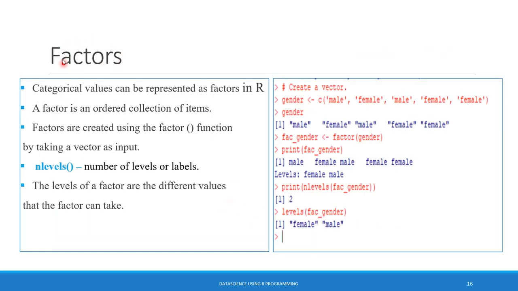Now let's discuss factors. Whenever you come across categorical values, an example of a categorical value is gender. Gender will have 2 categories, namely male and female. Another example of a category is directions. We have 4 different directions, namely north, south, east and west. These categorical values can be represented as factors in R. Factors are nothing but an ordered collection of items. You can store these categorical values as factors in R programming.